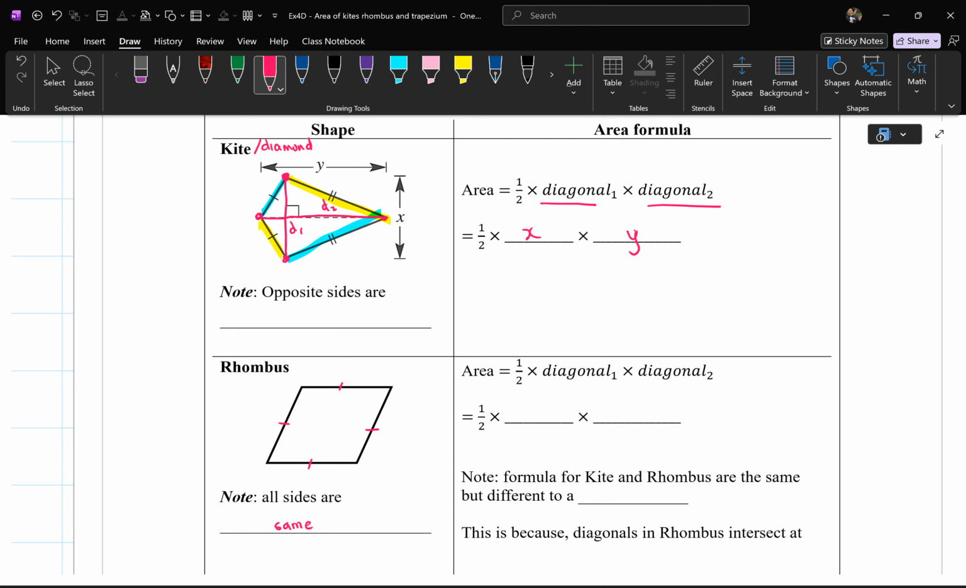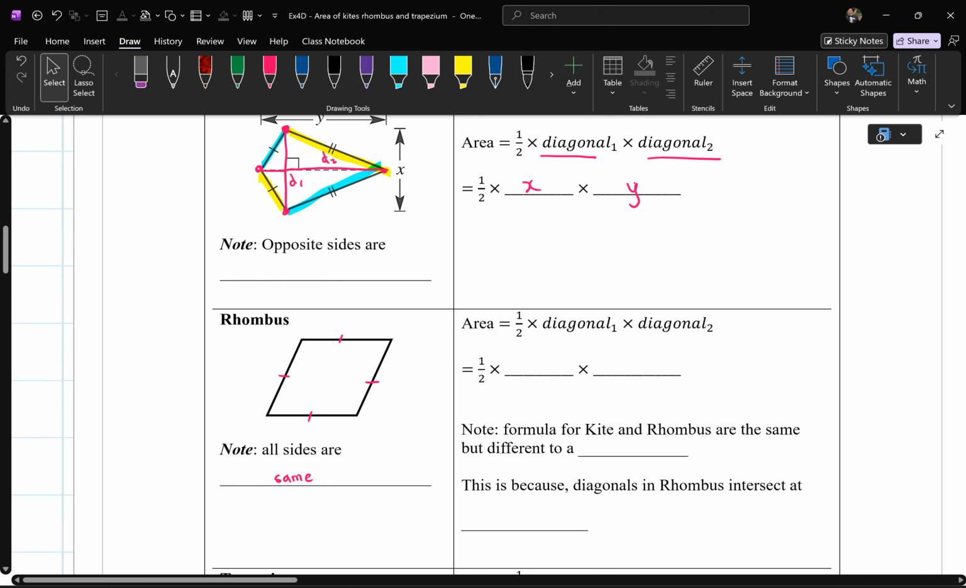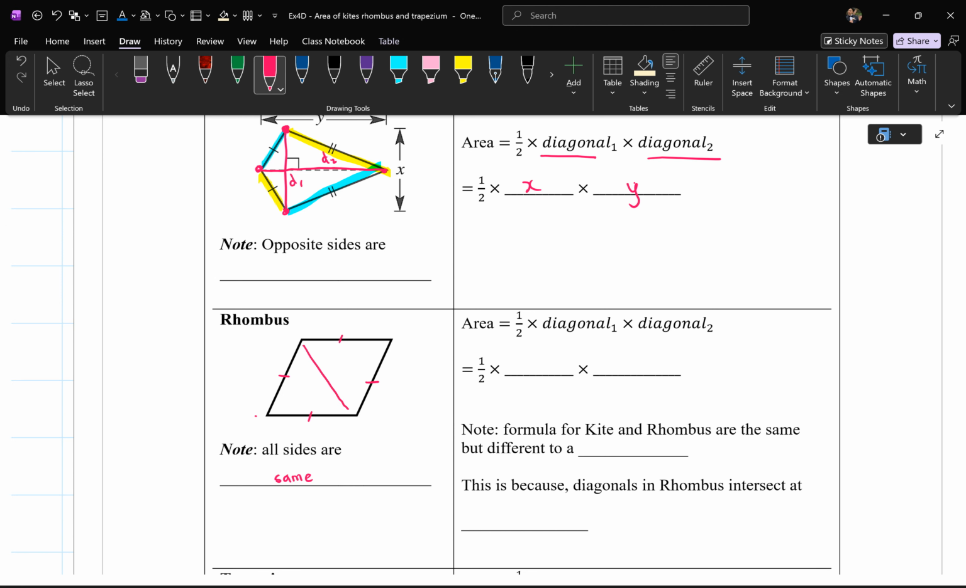Very similarly, rhombus is actually the same, and a lot of theory is the fact that you can split it up into two triangles, so it actually ends up being the same thing again. It's half of diagonal 1 times diagonal 2, so this one times this one. So D1, diagonal 1 times diagonal 2, will give you the same formula. Okay, so the formula for a kite and rhombus are the same, but different to a parallelogram. Okay, this is because diagonals in a rhombus intersect at 90 degrees.